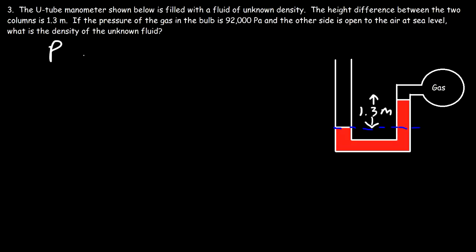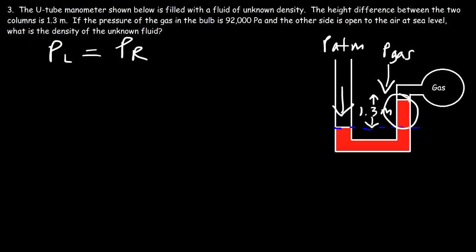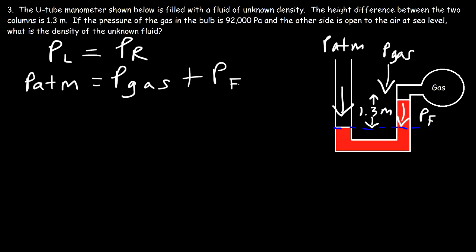Now keep in mind the pressure exerted on the left side is equal to the downward pressure exerted on the right side. So on the left side, it's open to the atmosphere, so that's going to be the atmospheric pressure. On the right side, we have the pressure of the gas pushing down on the fluid, and also notice that we have some fluid above the reference level, so the weight of that fluid is also going to push down on the right side. So I'm going to write PF for the pressure of that fluid. So on the left side, we only have the atmospheric pressure pushing down, and on the right side, we have the pressure of the gas and the pressure of the fluid above the reference level.